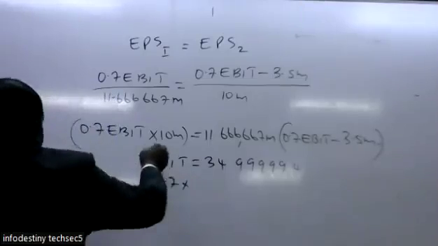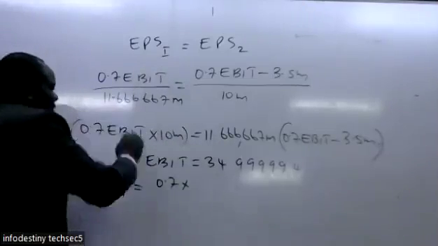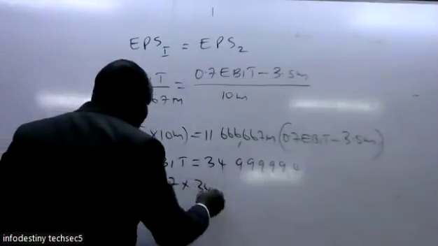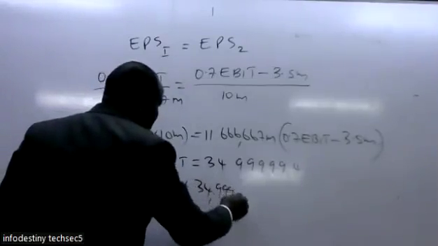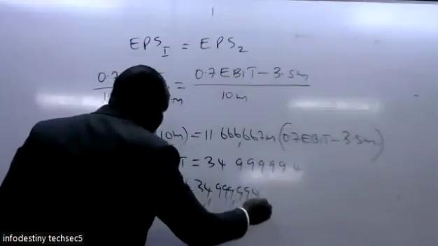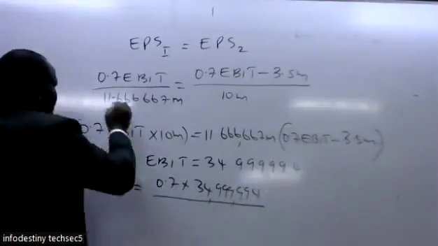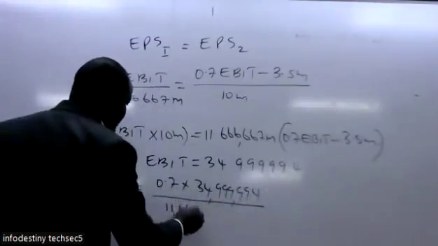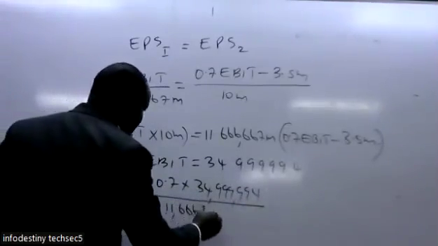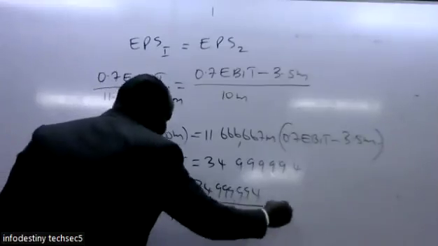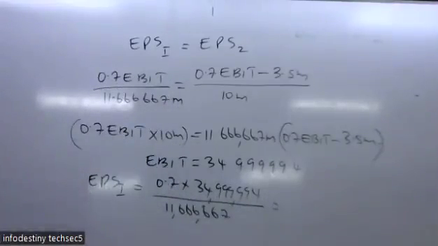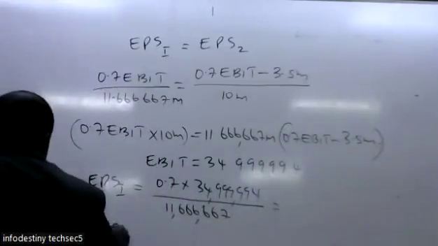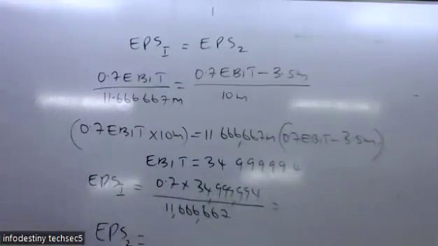This is the formula for option one. So it is simply 0.7 multiplied by earnings before interest and tax, 34,999,994. Then divide by the number of the ordinary shares, 11,666,667. So that should give you earnings per share for option one. Also confirm earnings per share for option two.